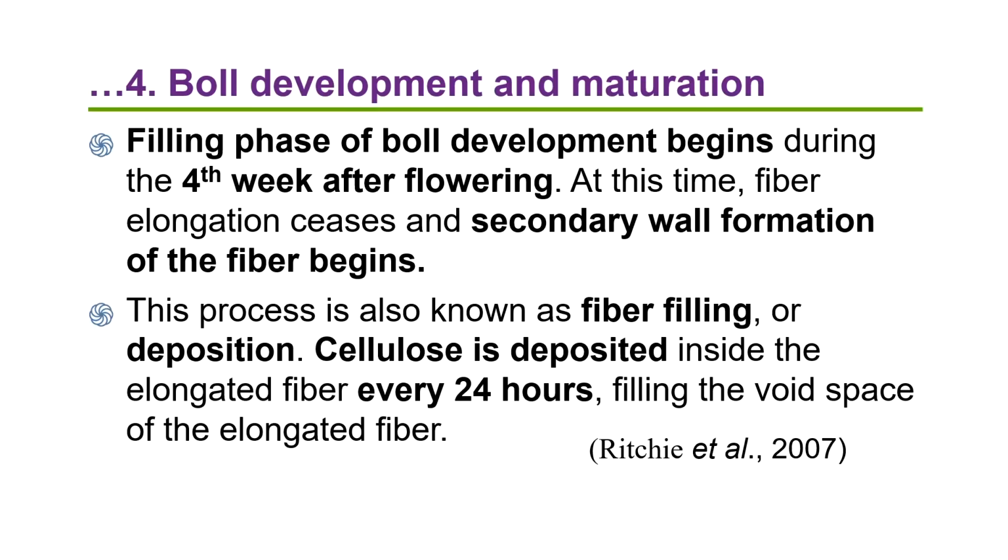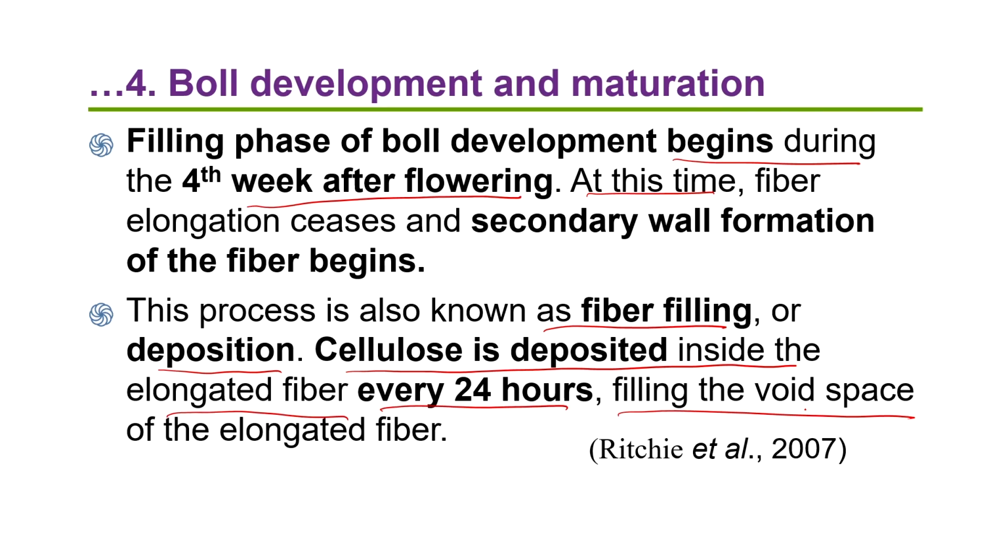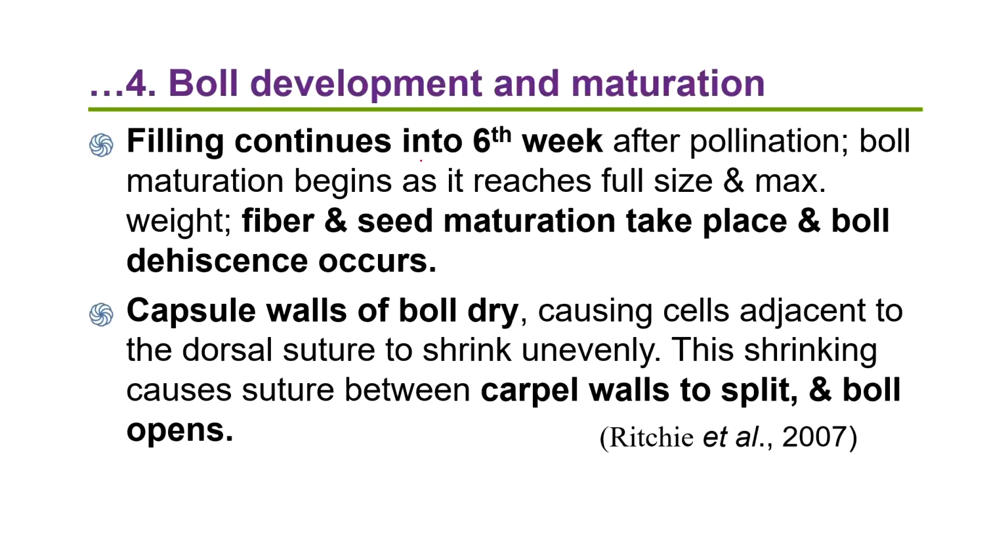The filling phase of ball development begins during the 4th week after flowering. At this time, fiber elongation ceases and secondary wall formation of the fiber begins. This process is also known as fiber filling or deposition of the fiber. Cellulose is deposited inside the elongated fiber every 24 hours, filling the void space of the elongated fiber. Here void space means free space or unfilled space is filled. Filling continues into the 6th week after pollination.